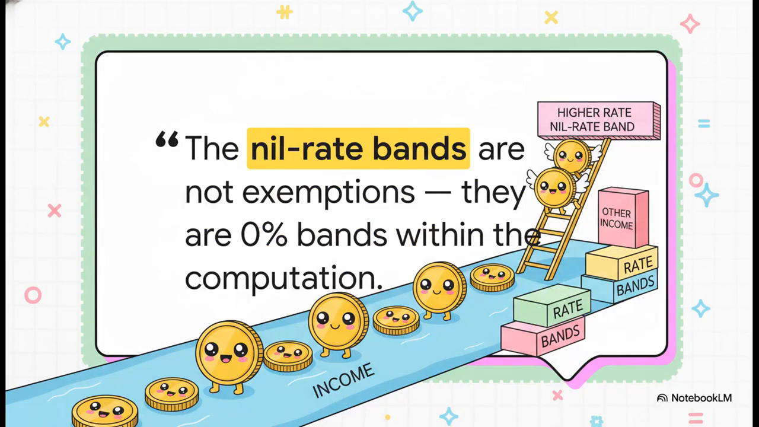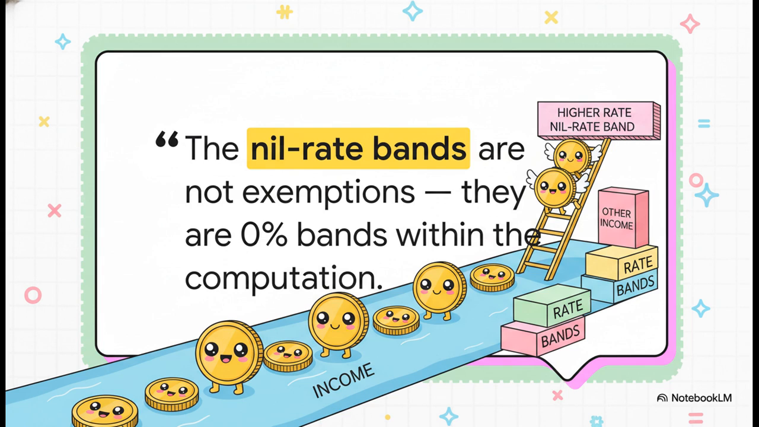Take a slow read of this quote. I really want to hammer this home because it's a fundamental truth of the computation architecture. The savings and dividend nil rate bands are bands. They are not exemptions. That means they sit inside your computation and they still eat up your rate thresholds.